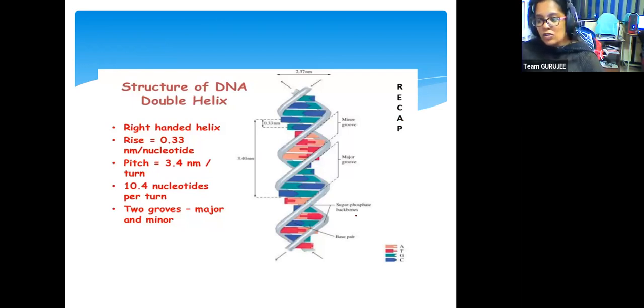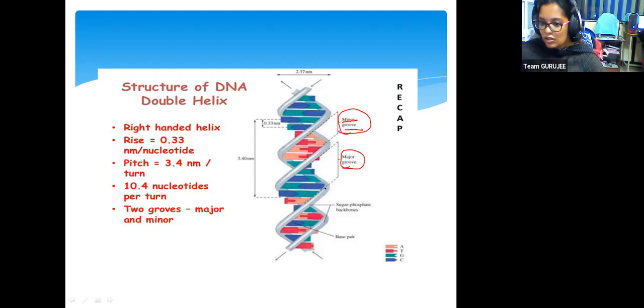You people will know this already, but we'll see it again. This is the structure of DNA. The components include the minor groove. Groove means some bend, a gap. Minor means small. Major groove is large, so the gap or the turn will be more. That is called major groove.